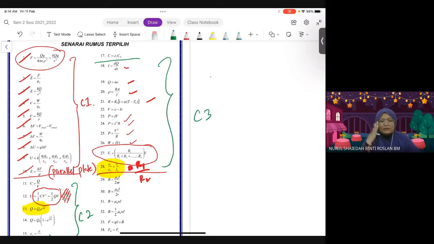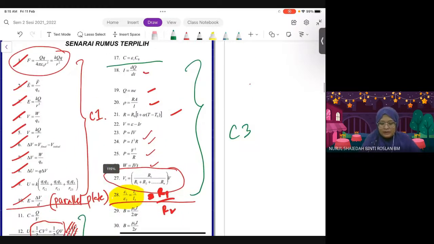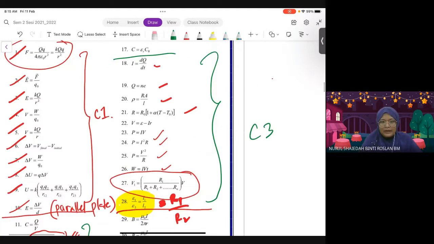So in chapter 3 pertama sekali you belajar pasal I, which is I adalah current, which is current equal to dq over dt. Yang ini kalau case untuk instantaneous. And then you have I equals to Q over T lah. Yang ini adalah untuk average. And then kita ada belajar pasal Q. Q adalah total charge equals to NE, where N is the number of electron. E tu adalah electron lah. 1.6 times 10 to the power of negative 19.